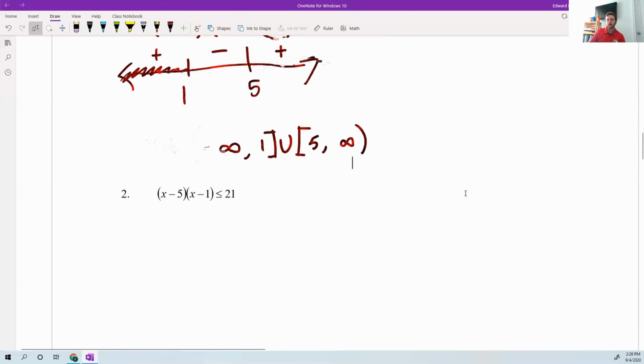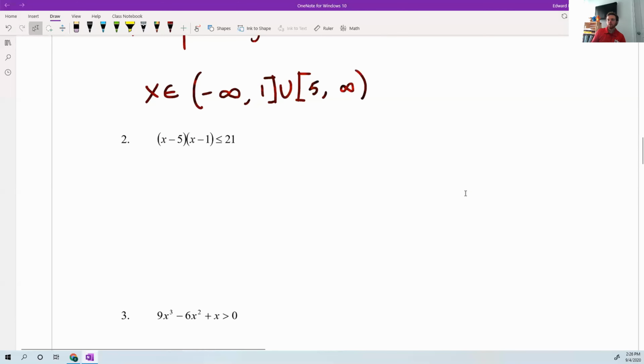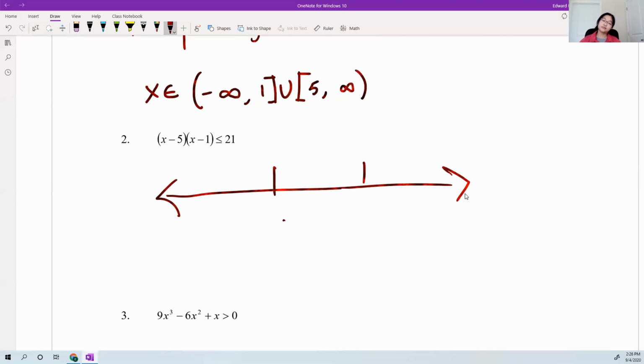All right, so we're going to go down here. We're going to give ourselves a graph and put 1 and 5 on it. Cool. Plug in 1 and 5. We're going to get positive, negative, positive. And then the answer ends up being what?